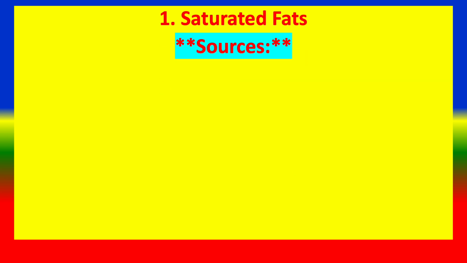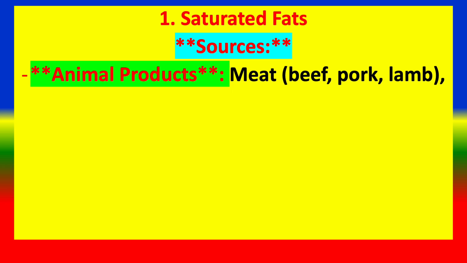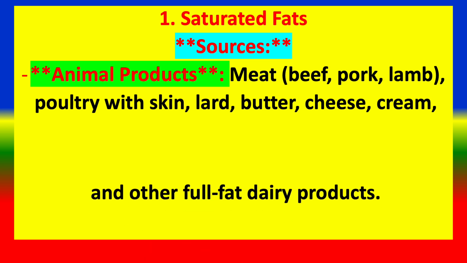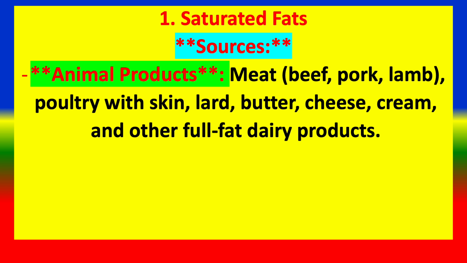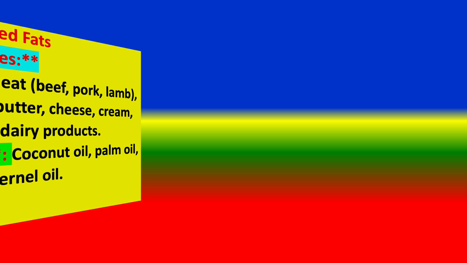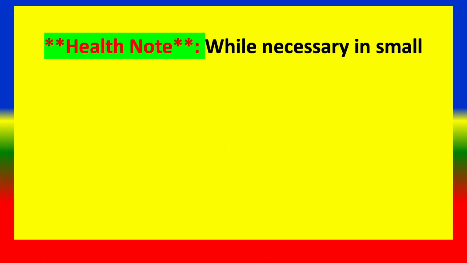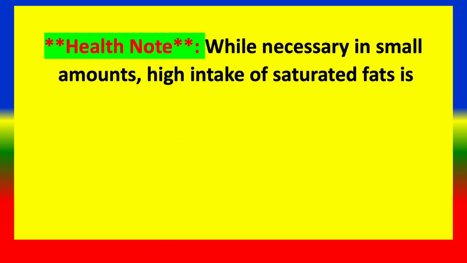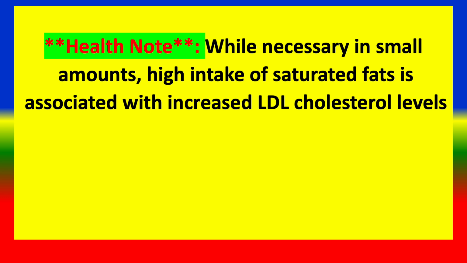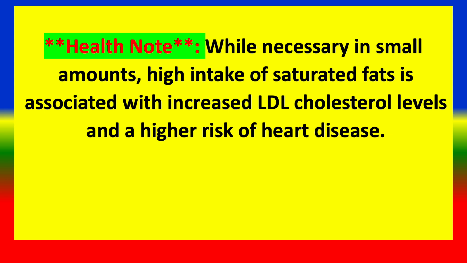1. Saturated fats. Sources: animal products, meat, including beef, pork, lamb, butter, cheese, cream, and other full fat dairy products. Plant based sources: coconut oil, palm oil, etc. Health notes: while necessary in small amounts, high intake of saturated fats is associated with increased LDL cholesterol levels and a higher risk of heart disease.